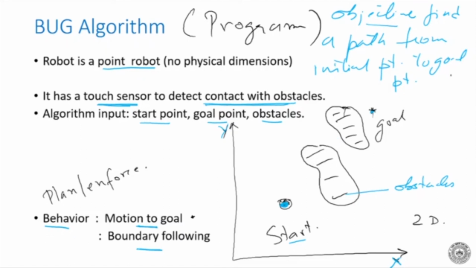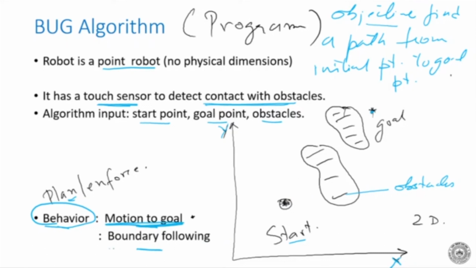Now, what is the behavior, or the plan, that the program is going to enforce? The first thing we can see is that the robot should move towards the goal, always. If the robot starts going this side, then it's going away from the goal. It's not solving anything. So the first thing is motion to goal behavior. The robot should have a motion towards the goal behavior.